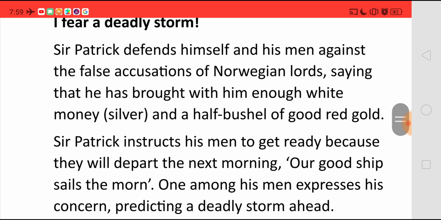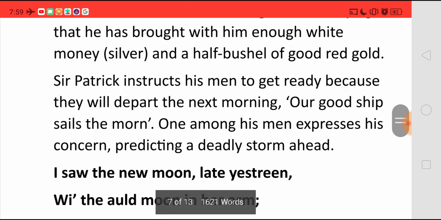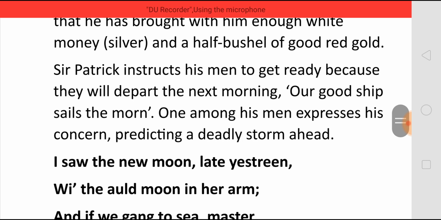So, but Patrick defends himself and his men against the false accusations of Norwegian lords, saying that he has brought with him enough white money, that is silver, and a half bushel of good red gold. Sir Patrick instructs his men to get ready because they will depart the next morning. "Our good ship sails the morn."